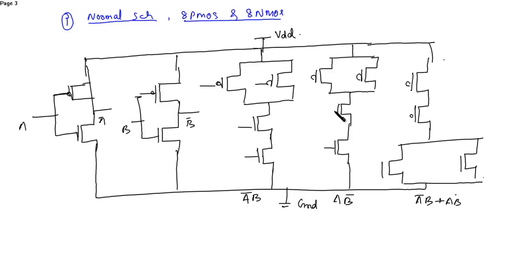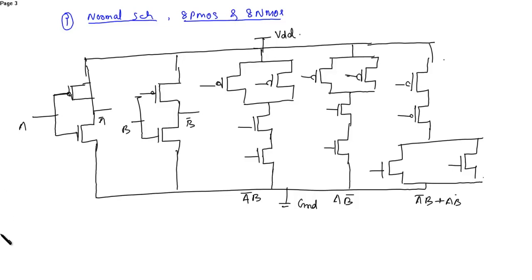So what can we do in order to reduce the number of gates, or the number of PMOS and the number of NMOS? What can be done? We'll use a transmission gate, because we know the transmission gate is very useful in designing the XOR and XNOR gate. So let's see how it is easier to use a transmission gate in order to design these XOR and XNOR gates.